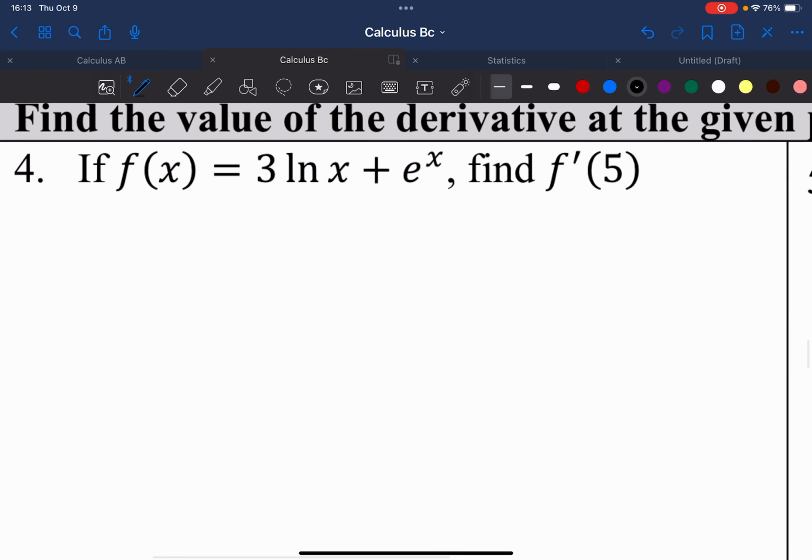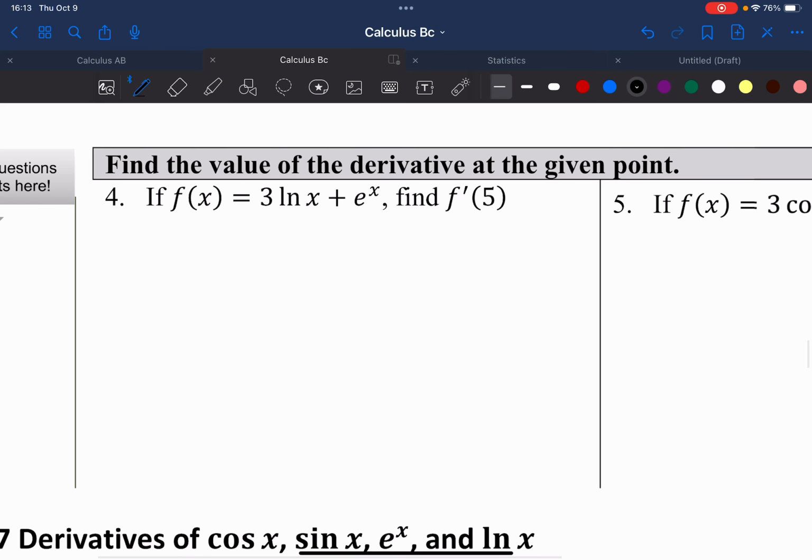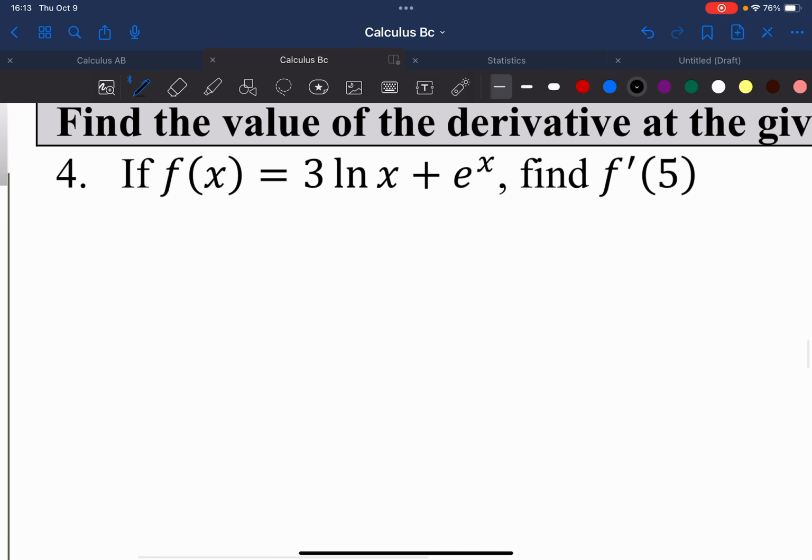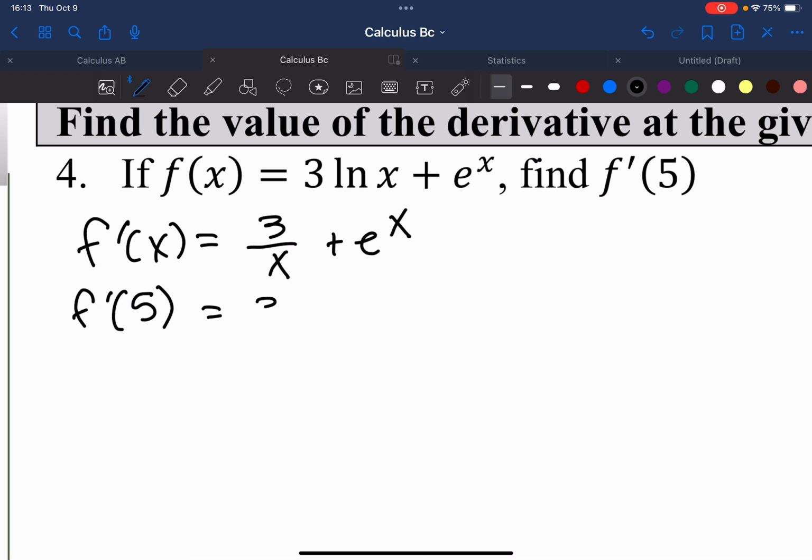Okay, number 4, it says find the value of the derivative at the given point. So first we're going to find the derivative. So f prime of x is equal to 3 over x plus e to the x. So f prime of 5 is equal to 3 over 5 plus e to the 5th power. That would be the derivative.